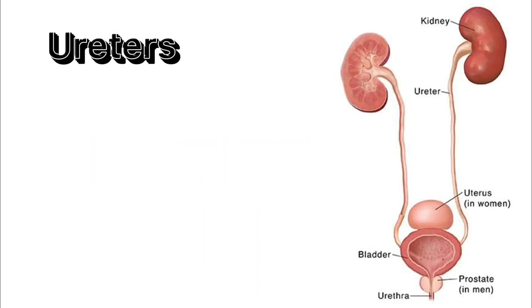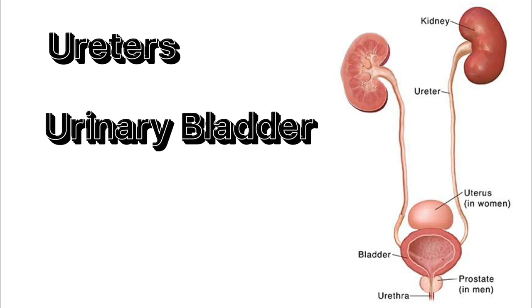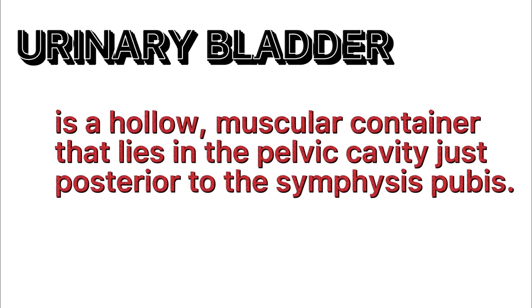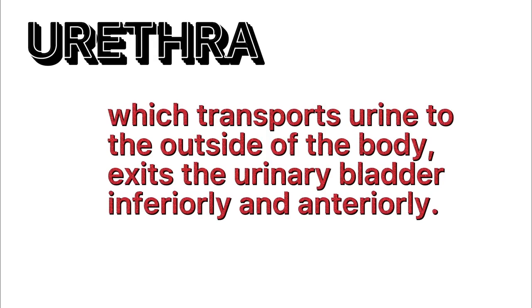For today I am going to continue the discussion regarding the urine movement. So first, let us discuss what are the ureters, urinary bladder, and urethra. Ureters are tubes through which the urine flows from the kidneys to the urinary bladder. The urinary bladder is a hollow, muscular container that lies in the pelvic cavity just posterior to the symphysis pubis, while the urethra, which transports the urine to the outside of the body, exits the urinary bladder inferiorly and anteriorly.